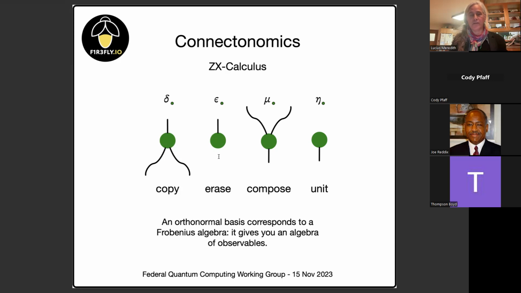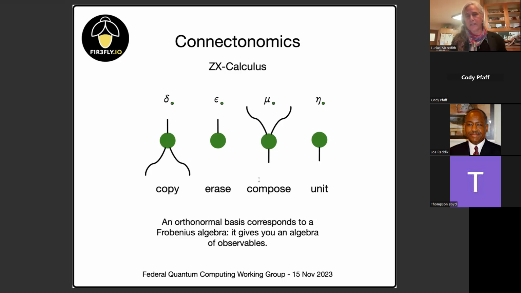And so this notion of being able to copy, that's kind of what this delta represents, duplication or copying. So data comes in and two copies come out. And then this is erasure. So data comes in and nothing comes out. And then dual to that, if we just flip these upside down, we have a notion of multiplication. So I can take two datum and combine them and get something out, like adding numbers or multiplying numbers. And then I have a notion of a unit, right? So I don't need anything to produce the one, for example.